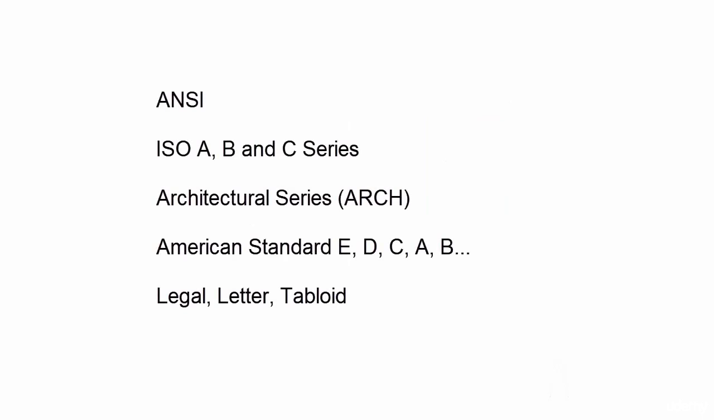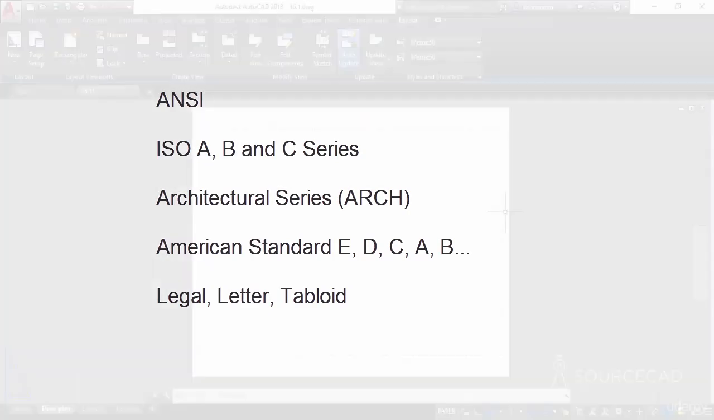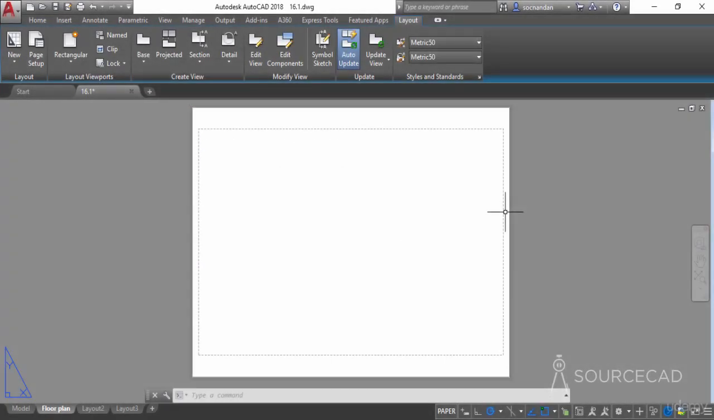There are also some other series of paper, for example the ISO B series, and there are lots of other conventions, and all of these paper sizes will be available with your plotter. But most popularly, the ISO A series is used, and we'll use the same ISO A series in our examples. So that was an introduction to the paper space or the layout and different paper sizes.